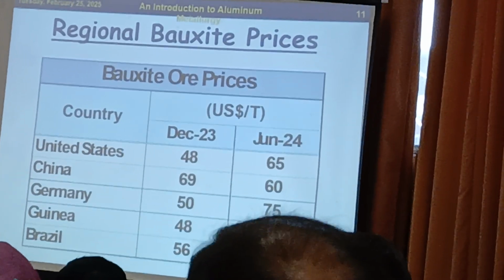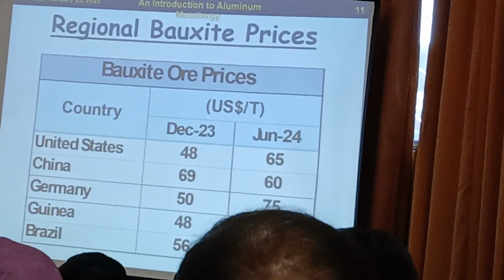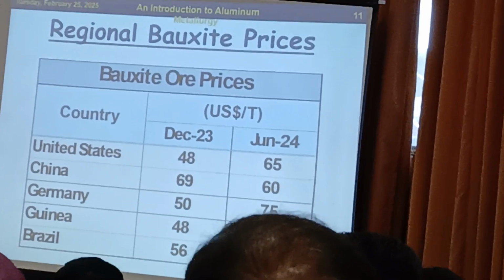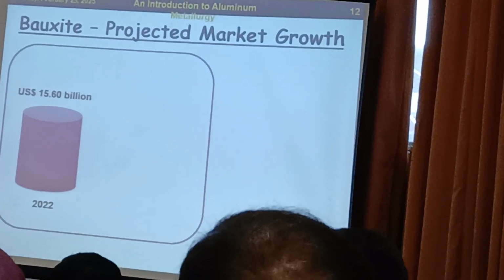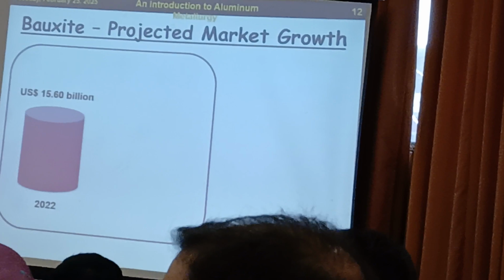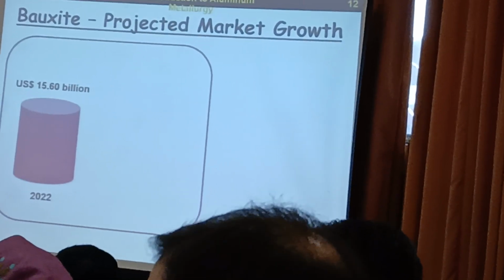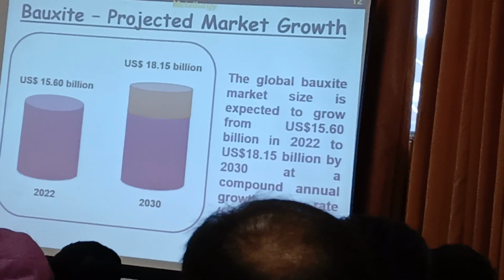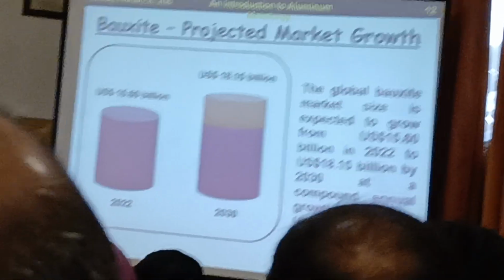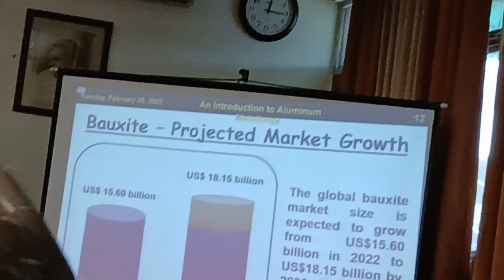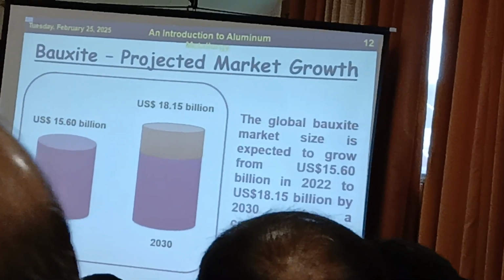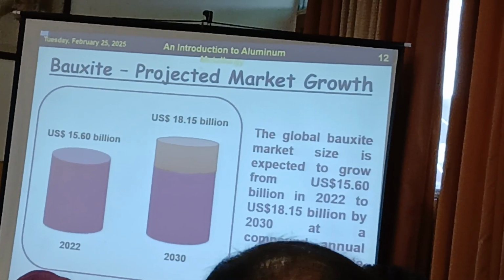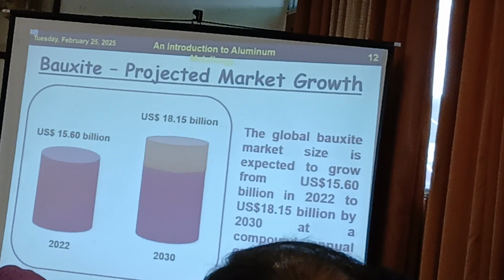Regional bauxite prices are listed in this table, and you just remember the maximum value, that is 80 million; it will be discussed later. The global market of bauxite is 15.6 billion US dollars in 2022, and it is projected to grow to about 18.16 billion in 2030, with a compound annual growth rate of 1.7%. So this is the market value, and we are not mining it properly in Pakistan.